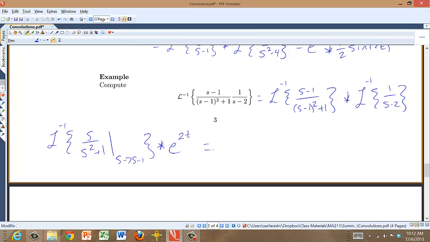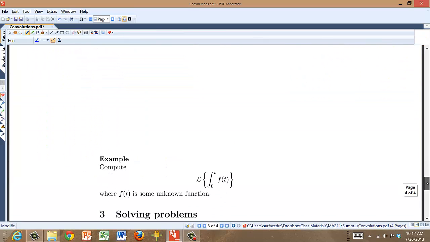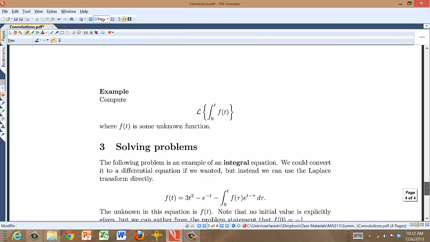And now we can say, okay, this inverse Laplace transform here is going to be e to the t times cosine t convolved with e to the 2t. Okay, and if you have any questions about how I went from here to here, that's the first shifting theorem. I think that's in section 4.2, or drop me an email, whatever. Okay, let's do one more.